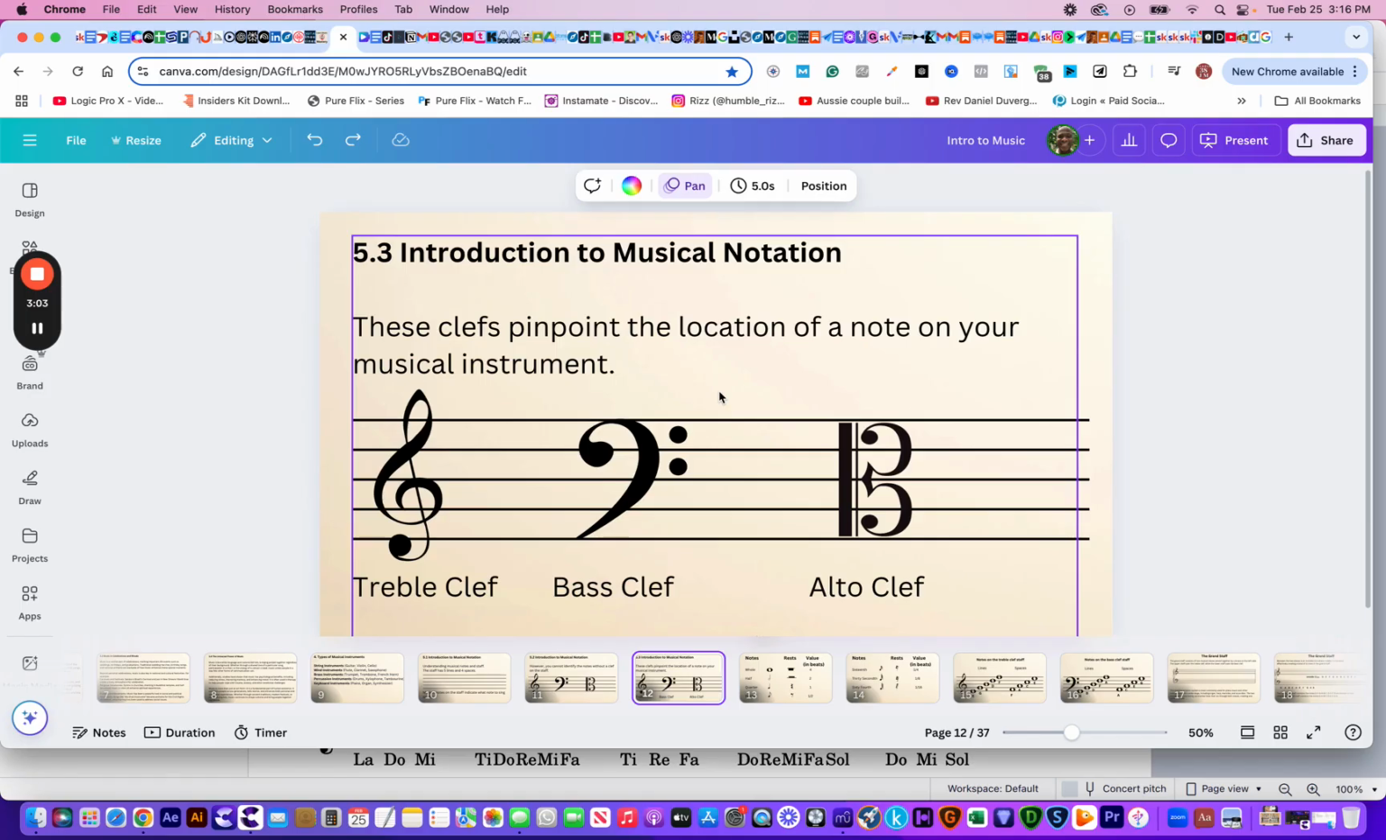Okay? And then on the alto clef, I know that right here in the middle, wherever this rests, the middle of this symbol, that's where C is located.